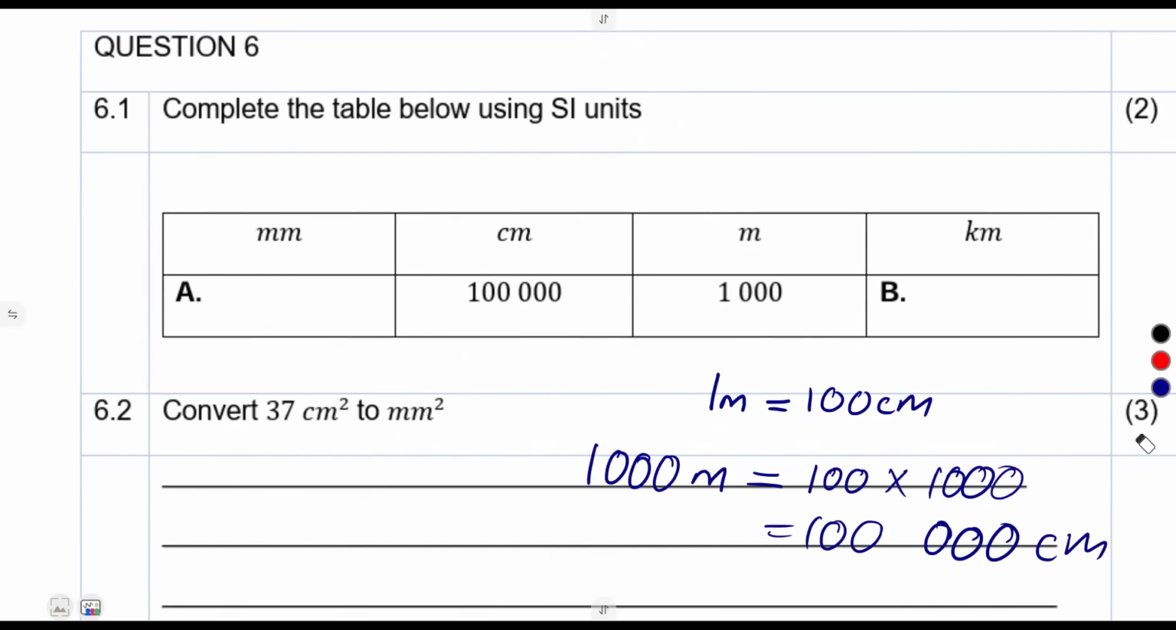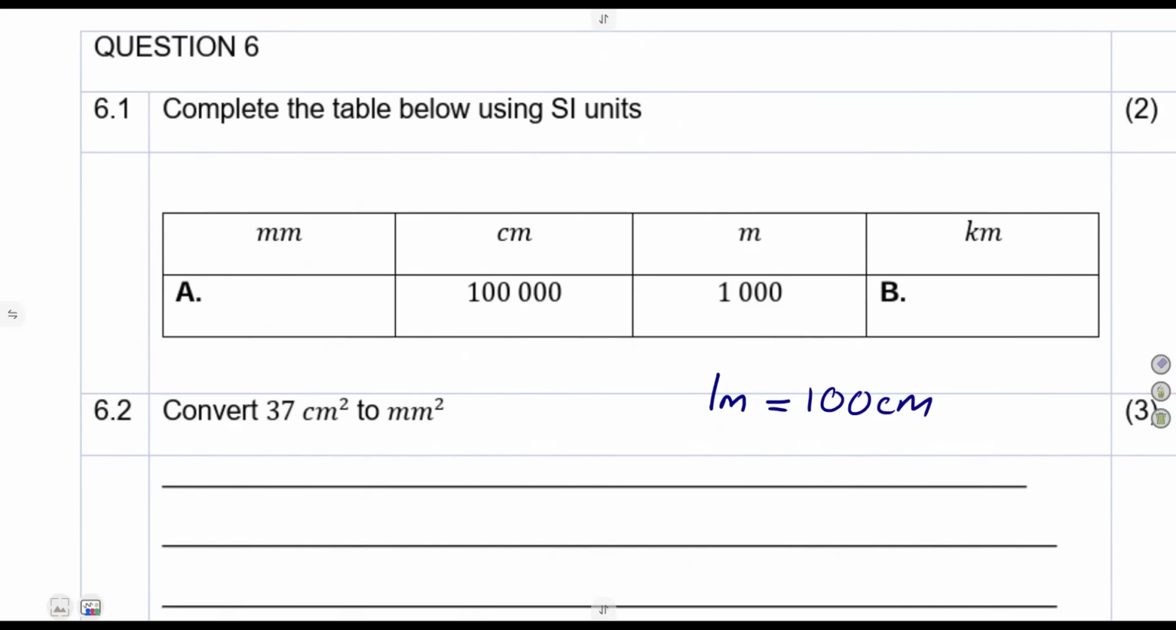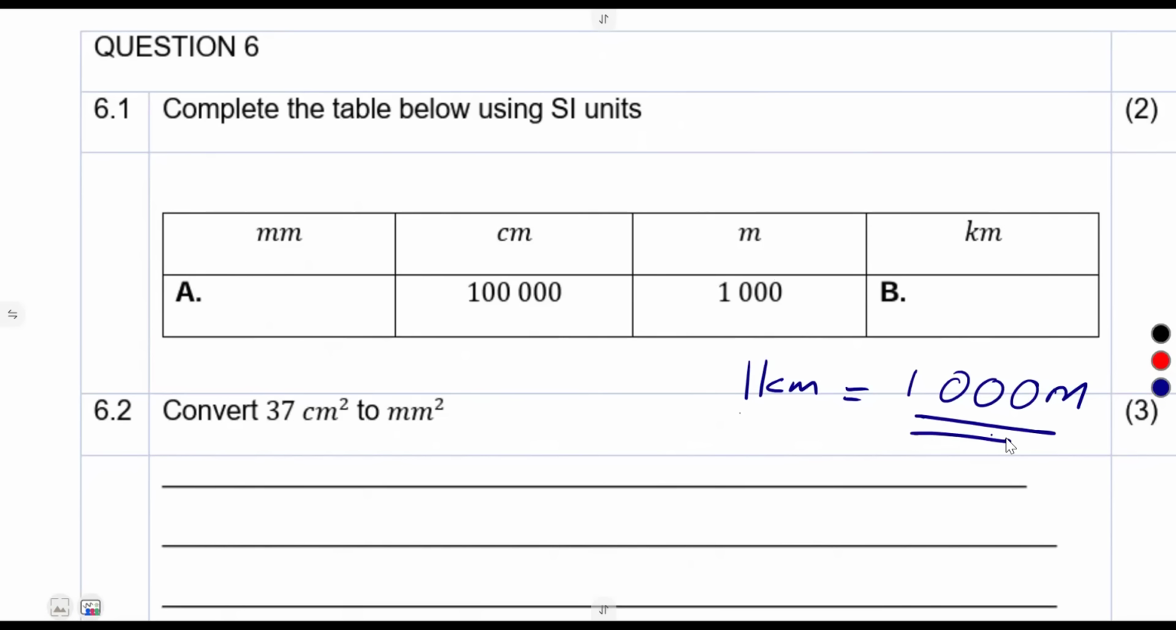So we can use that as a conversion as well for 1 meter. What about in kilometers? If we say 1 kilometer is equal to 1,000 meters. Because we are already given it as 1,000 meters there. So if we know 1 kilometer is 1,000 meters, it's already the 1,000 meters that we see here. So this is 1 kilometer. So 1 kilometer is equal to 1,000 meters, which is equal to 100,000 centimeters.